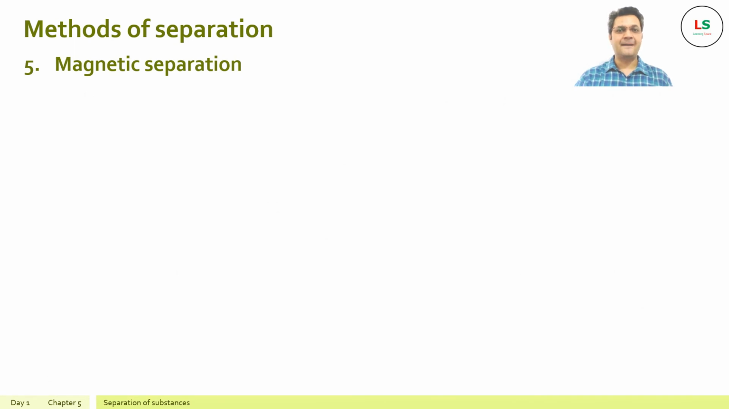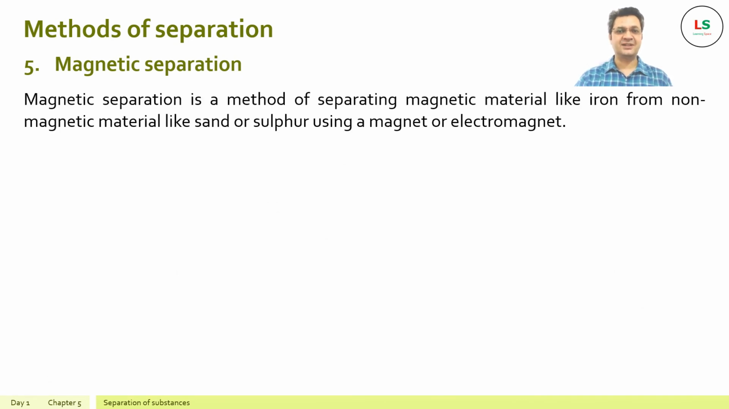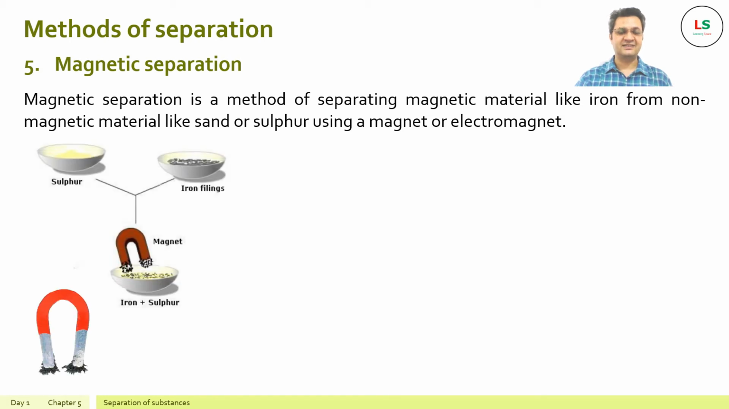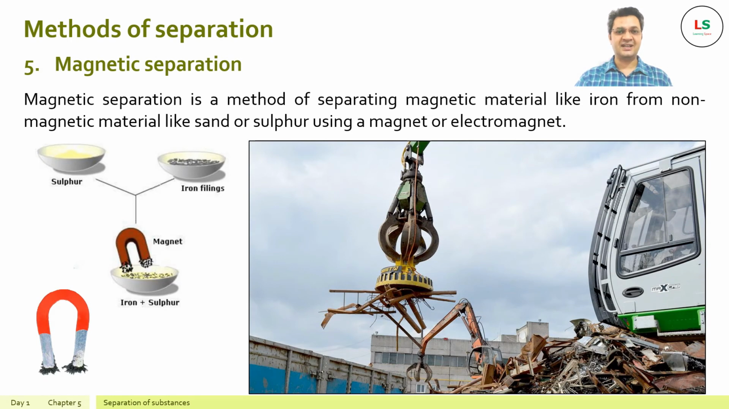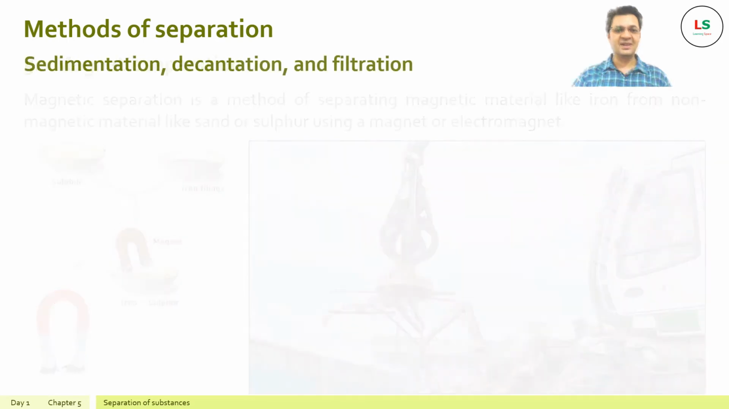Magnetic separation. Magnetic separation is a method of separating magnetic material like iron from non-magnetic material like sand or sulfur using a magnet or electromagnet. On a larger scale, huge-sized electromagnets are used.